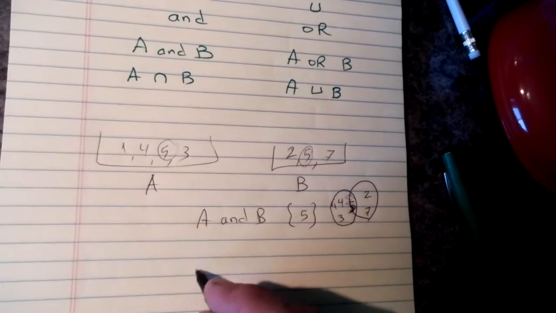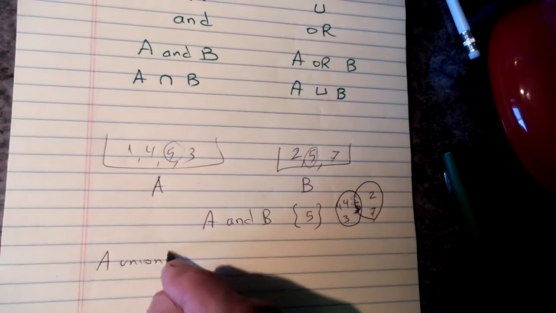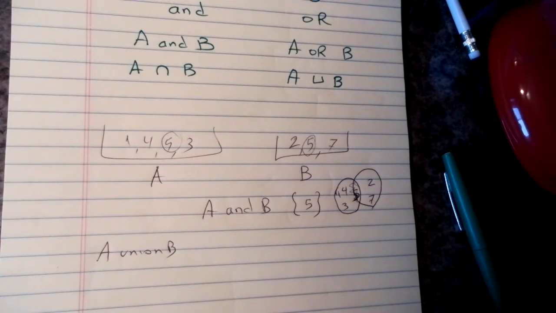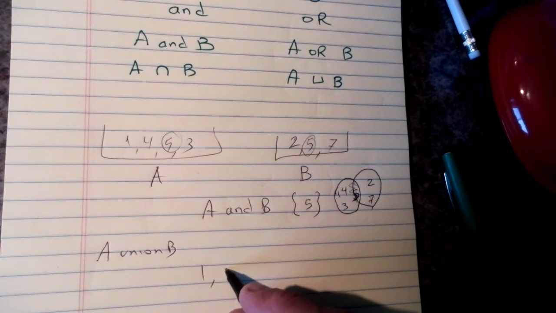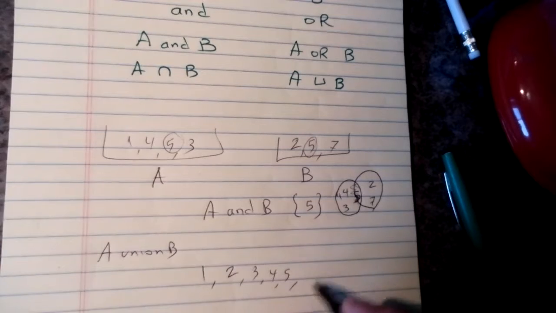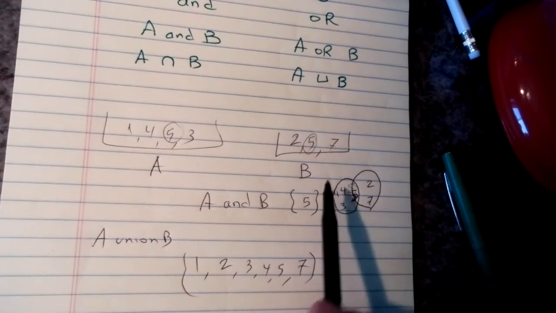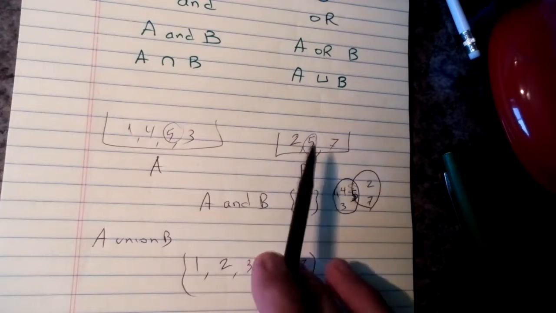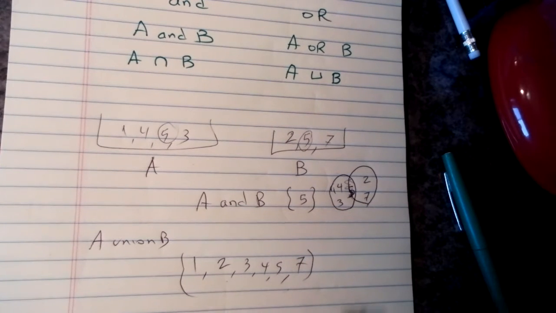Now, union is you include all the numbers inclusive. So union would be 1, 2, 3, 4, 5, 7. With the union, you have all the numbers with no repetition. See, I don't repeat 5 more than once. That's what the union is. So you collect all the numbers with no repetition of any number or any items.